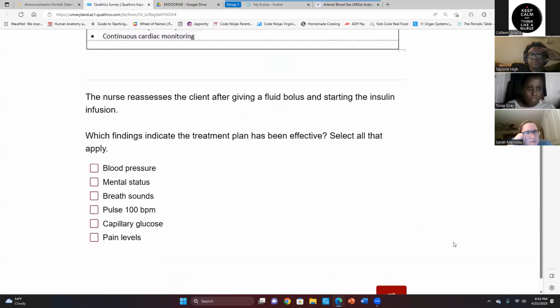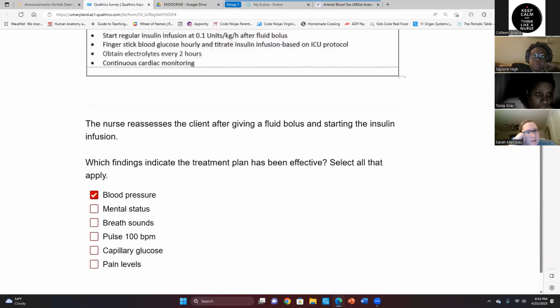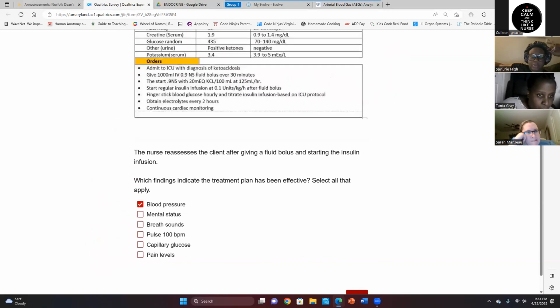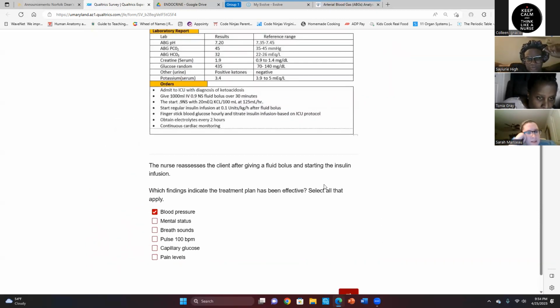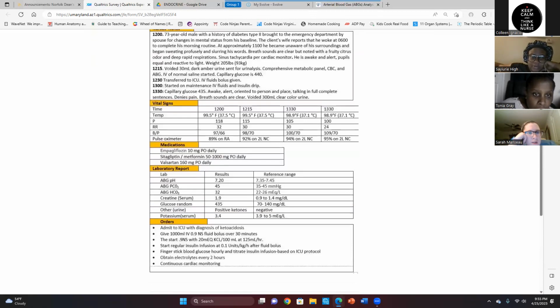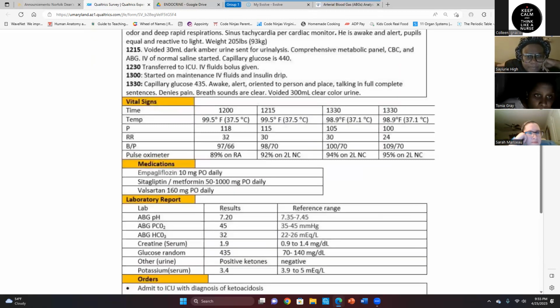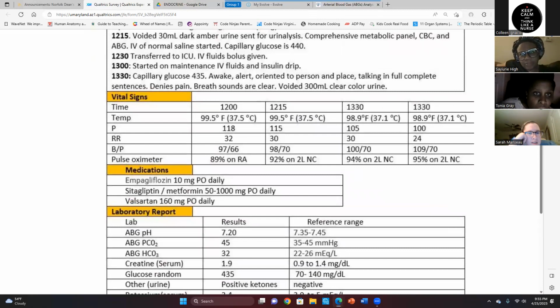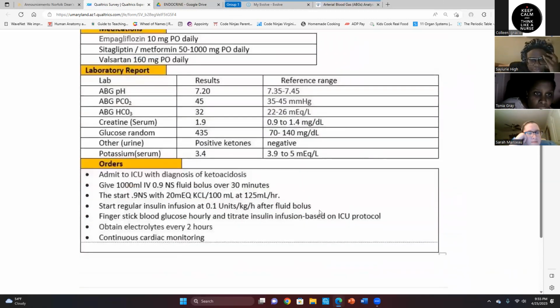Okay, so I like these questions. The nurse reassesses the client after giving a fluid bolus and starting the insulin infusion. Which findings indicate the treatment plan has been effective? Blood pressure got better. I don't remember reading anything about mental status, but their mental status was all messed up in the beginning, before they came in. So what is it now? They're awake, alert, and oriented to time and place, talking.